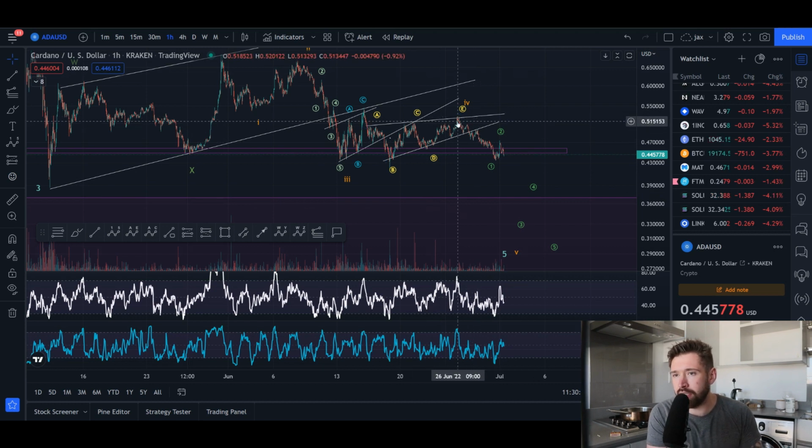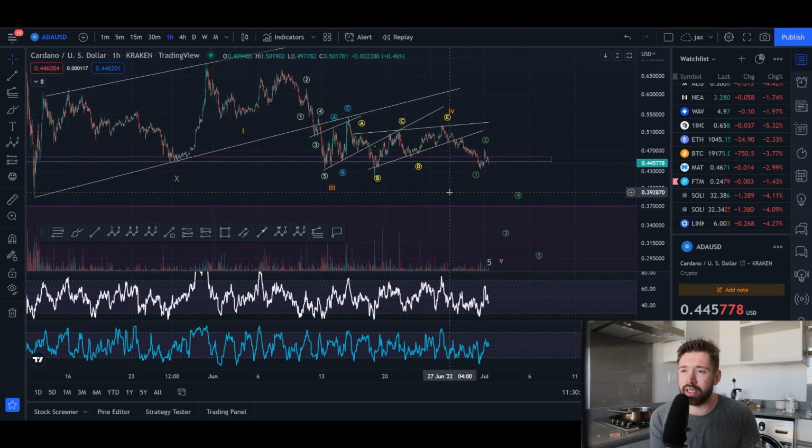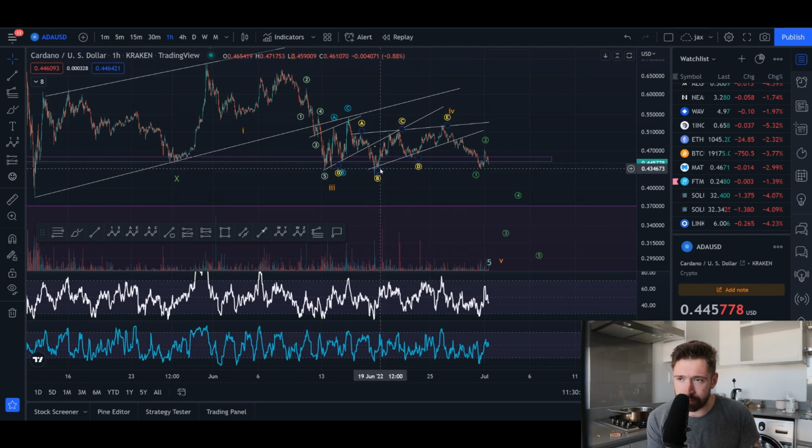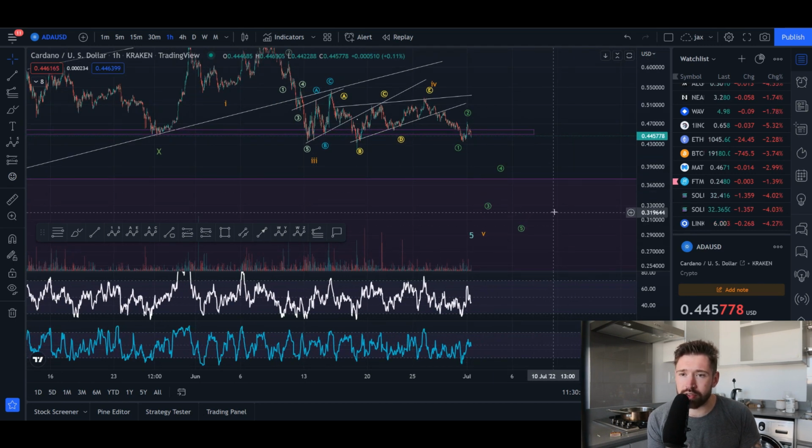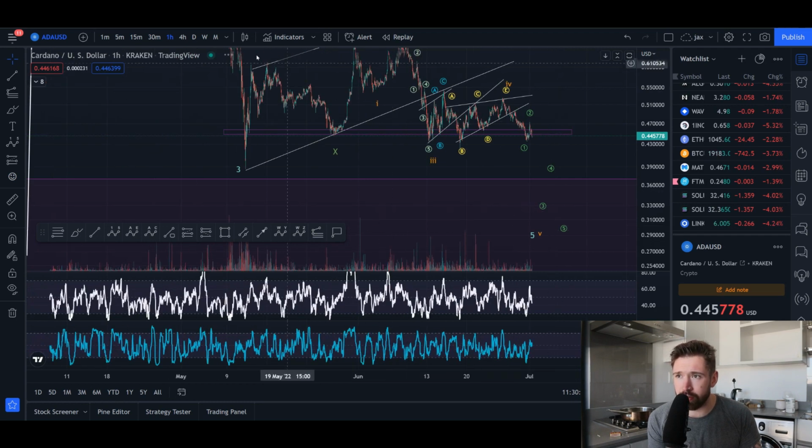And the only way to invalidate that is if we come up and we break this wave E. If we come up and break this wave E, it invalidates it, and we have to look at a different wave structure. But as of right now, we've met the technical target of this rising wedge, and this 5-wave structure would take us all the way down to about 29-30 cents.